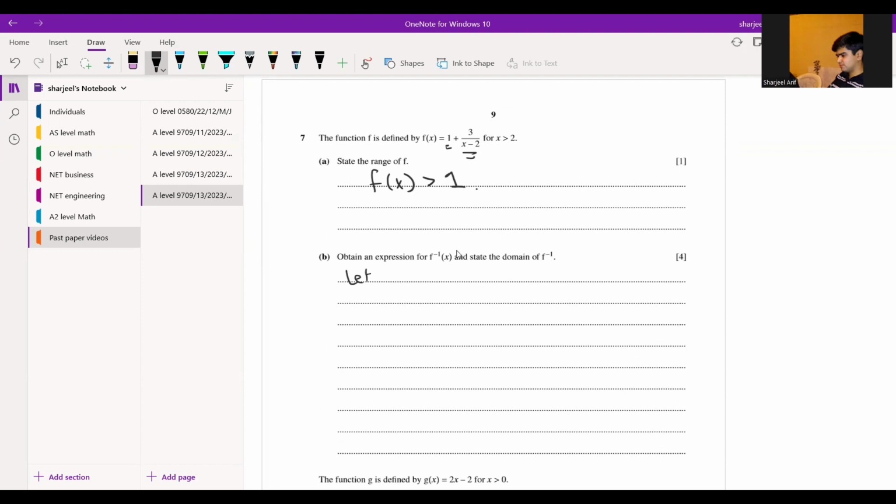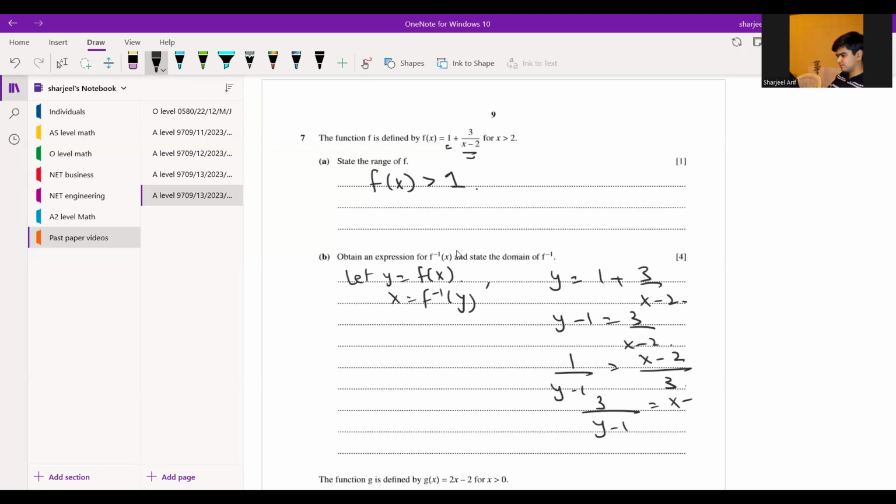So we will substitute, let y equal to f of x, x equal to f inverse of y. So y will be equal to 1 plus 3 over x minus 2, y minus 1 equal to 3 over x minus 2, x minus 2 equal to 3 over y minus 1, and x equal to 3 over y minus 1 plus 2. F inverse of y equal to 3 over y minus 1 plus 2, and f inverse of x will become 3 over x minus 1 plus 2. This will be our answer.